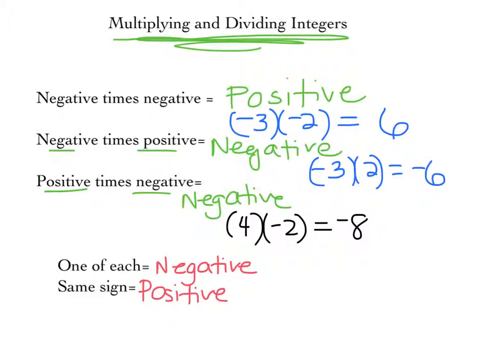Okay, so again, I'll just give you one dividing example. If I had 10 divided by negative 2, I have one of each sign, so it's going to be negative. And then I know my answer is 5. 10 divided by 2 is 5, so it's negative 5. Okay, so those are my rules for multiplying and dividing integers.